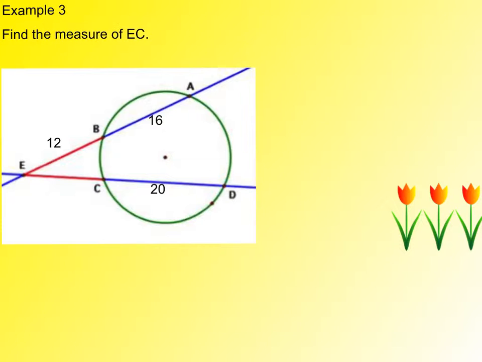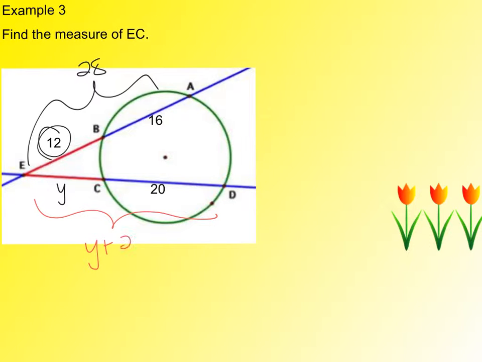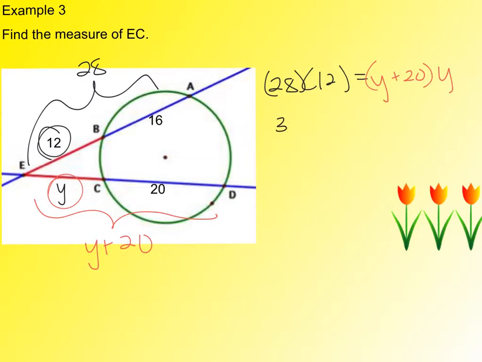In this next problem, I'm trying to find the measure of EC, which is this piece here. I notice that I'm dealing with two tangents meeting at a point outside the circle, so I'm thinking about the length of the entire segment, so 28 in this case, 12 plus 16, times the outside chunk, is equal to the entire thing, y plus 20, times the outside chunk. So I set this up as 28 times 12 is equal to y plus 20 times y. If I clean this up, I'm left with 336 is equal to, and when I distribute, I have y squared plus 20y.